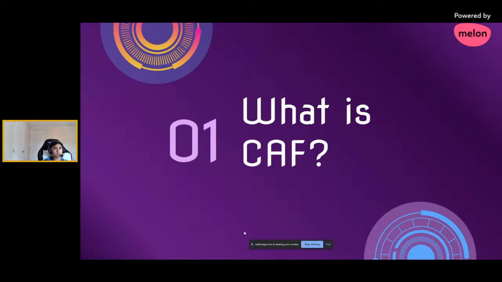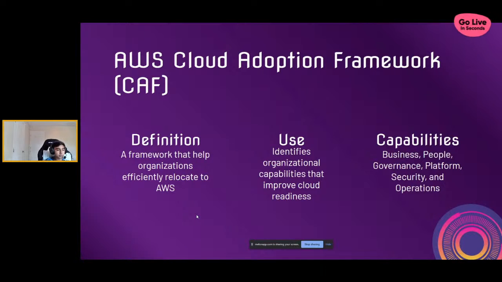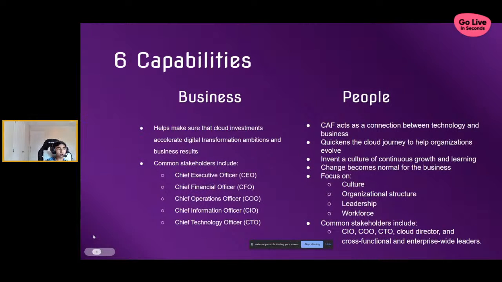Okay, so number one, what actually is CAF? The definition is a framework that helps organizations efficiently relocate to Amazon Web Services. The use is to identify organizational capabilities that improve cloud readiness, and the capabilities are business, people, governance, platform, security, and also operations. So we have six capabilities.